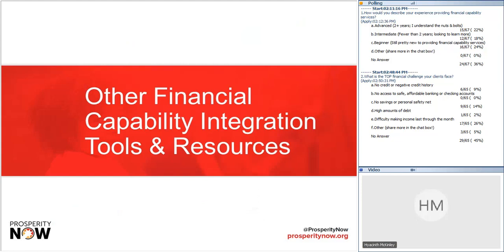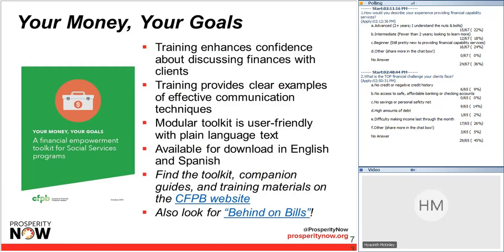All right, so Hyacinth already touched on this, but I really want to highlight again the amazing tools available through the CFPB. The Your Money, Your Goals toolkit is a great resource for both staff development and working directly with participants on their prioritized financial issues. So it's a training tool. It can enhance confidence for your staff so that they're more comfortable discussing finances with clients. It's never an easy thing, so it helps to get into what makes that challenging and open the road to conversation with clients around money.